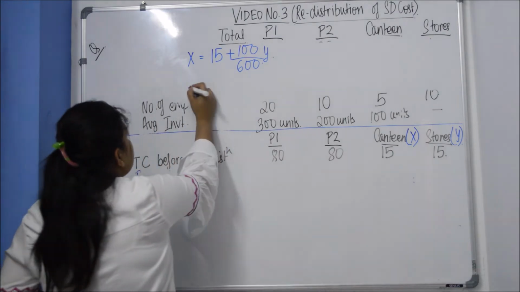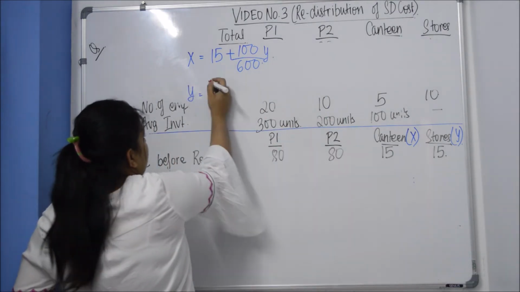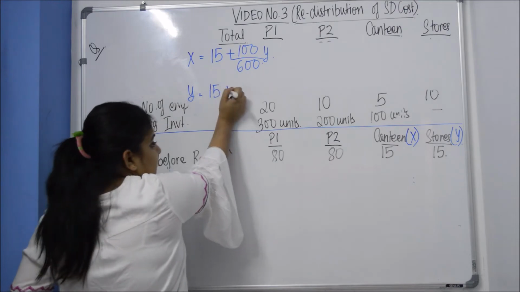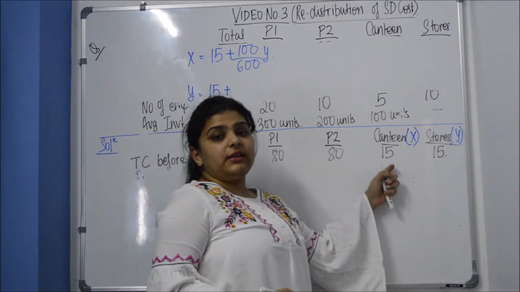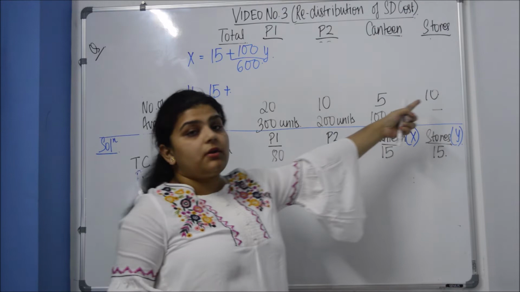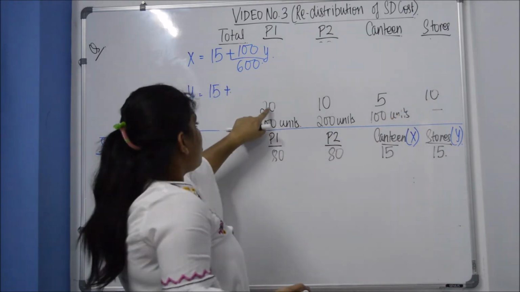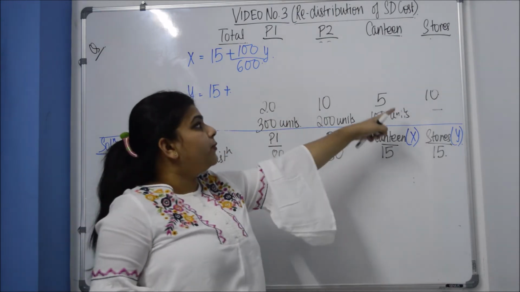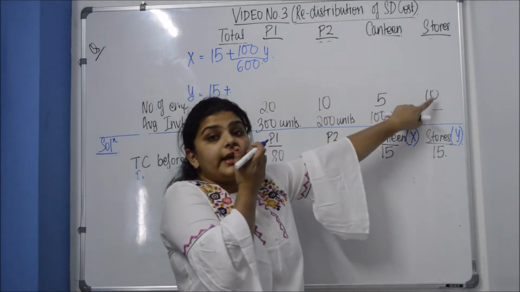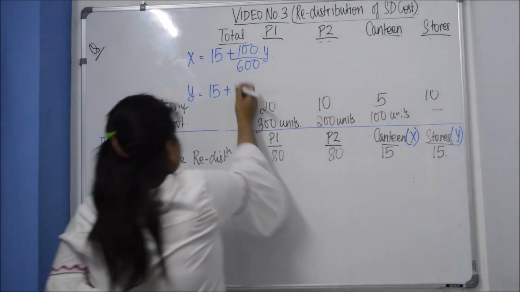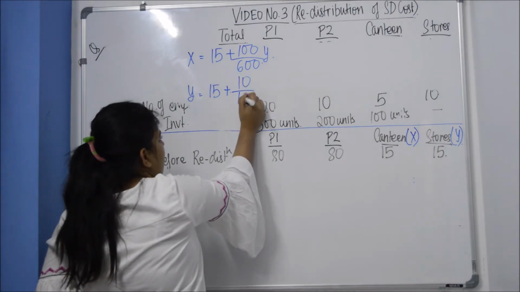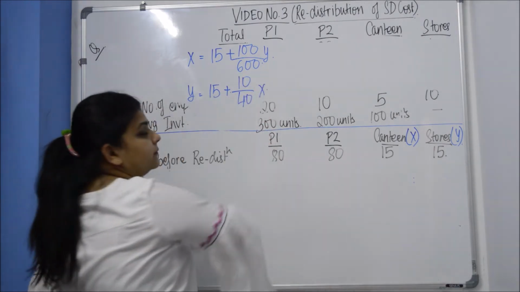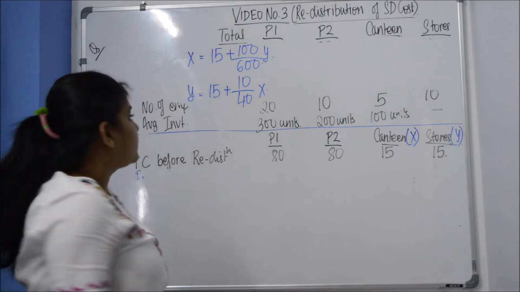So that, and similarly Y has its own cost of 15 plus canteen will give its cost on the basis of number of employees. So 20 plus 10 plus 10, 40. Out of 40 employees, canteen will give 10 employees' cost to stores. So 10 by 40 of X, Y will get. So these are the two equations which we have created.